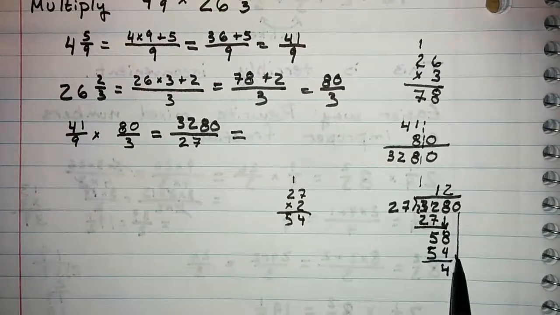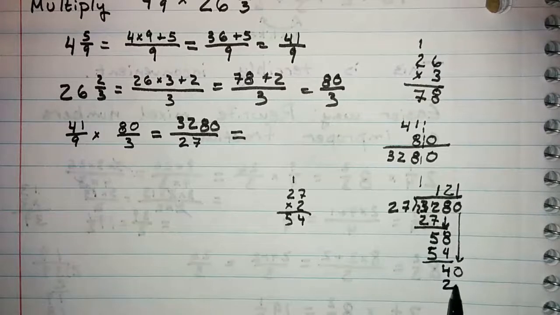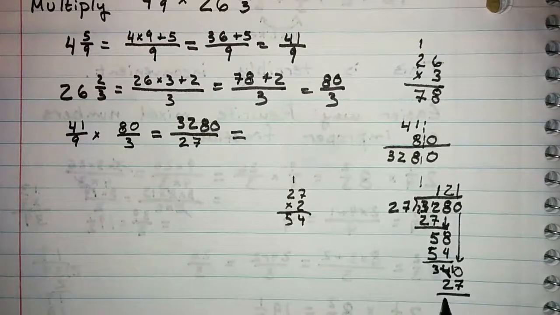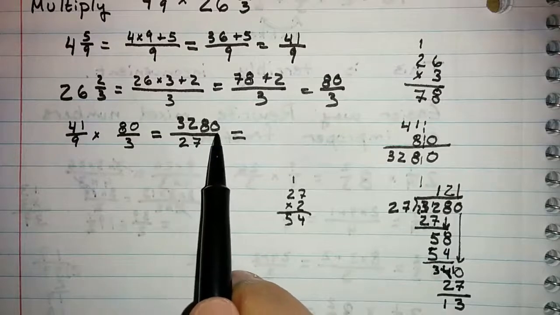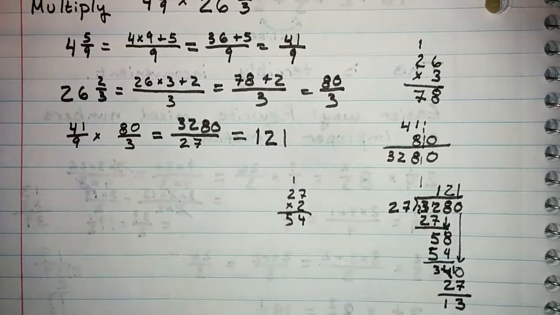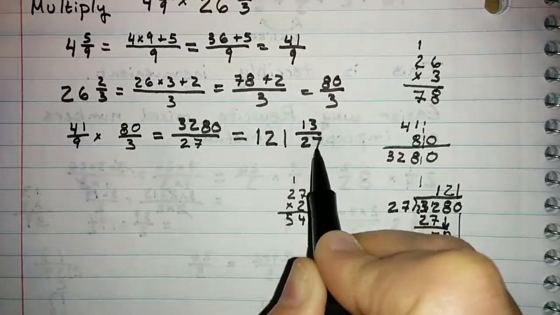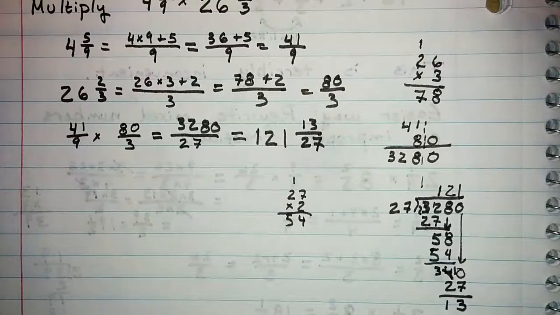Bring down the 0. 27 goes into 40 once. Subtract. We get 13 left over. So 3,280 27ths is 121 and 13 27ths. And 13 27ths, it's easy to see, in fact, we cannot reduce.